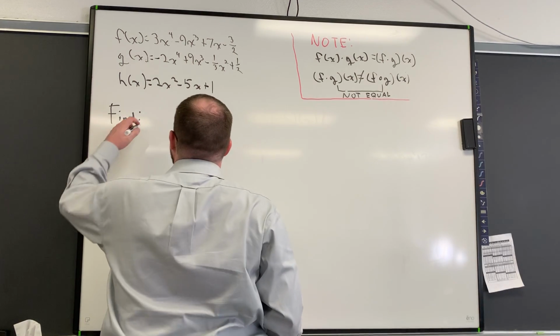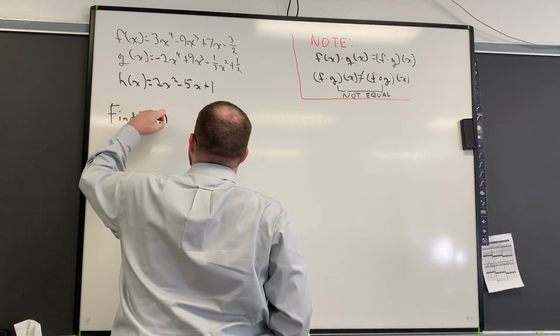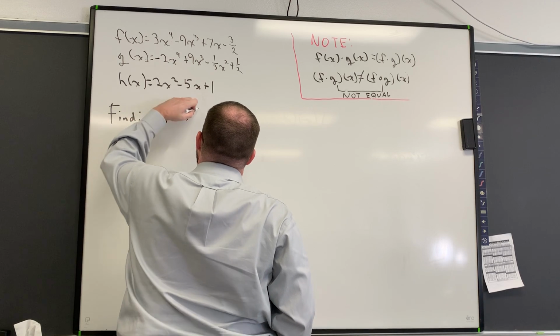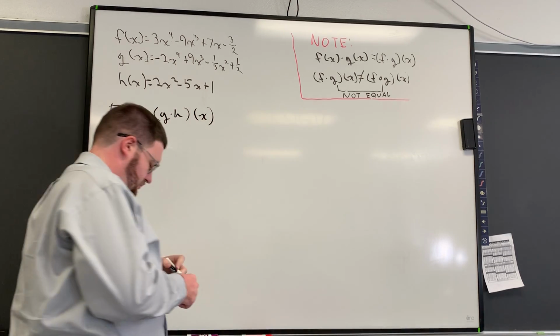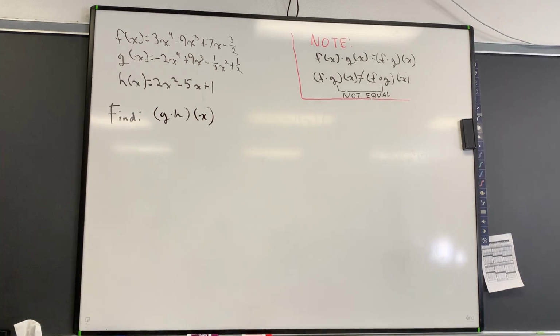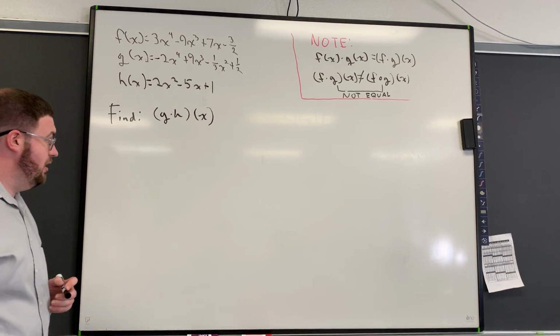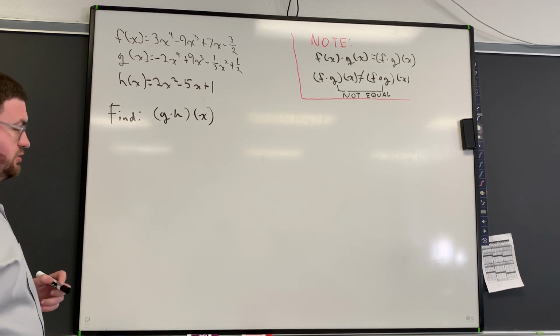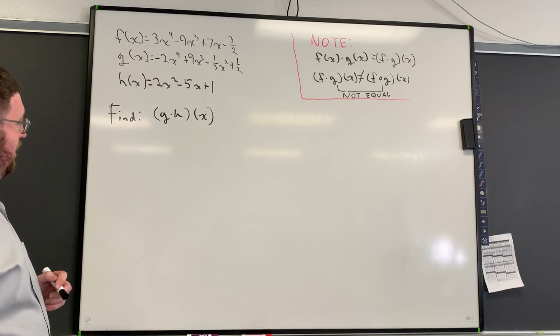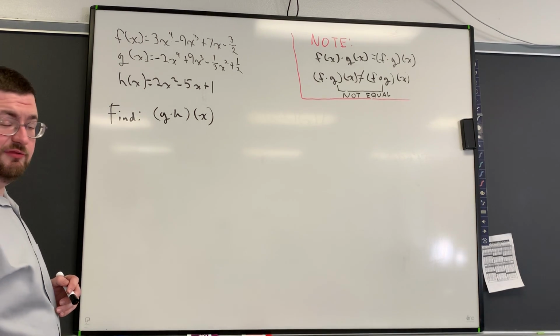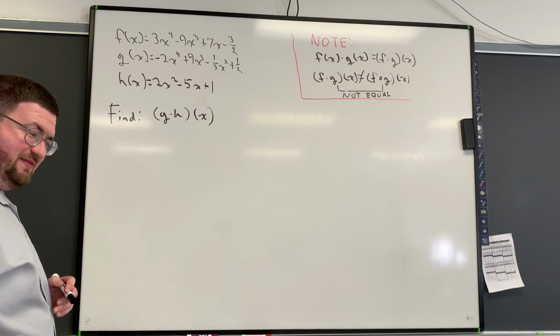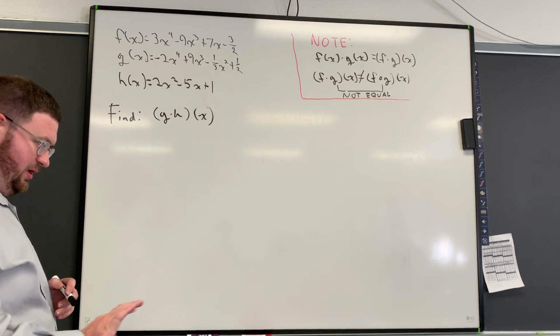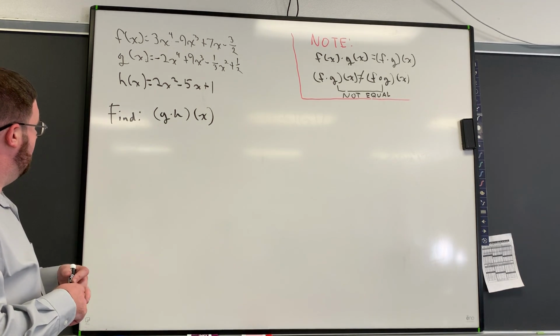We are going to find g times h of x. I'm going to show you the way that we taught y'all in Algebra 2 last year, and then I'm also going to show you a shortcut way. So if you get to the end of what we did in Algebra 2 last year and you're fine and you don't want to know the shortcut way, that's fine. You can just end the video there.